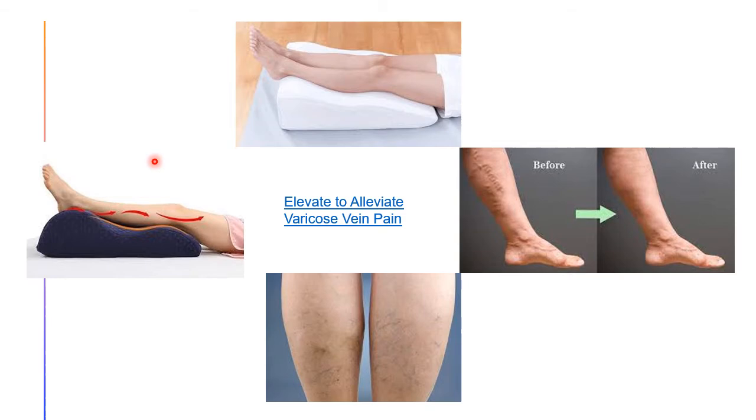This slide tries to explain how elevation will alleviate the pain and swelling in varicose veins. Varicose veins are due to poor return of venous blood back to the heart from the lower limb, and if you elevate the leg, this will facilitate the drainage by gravity. You can see before elevation and after elevation, the varicose veins are very much less. Same thing here, varicose veins before and after elevation of the leg.